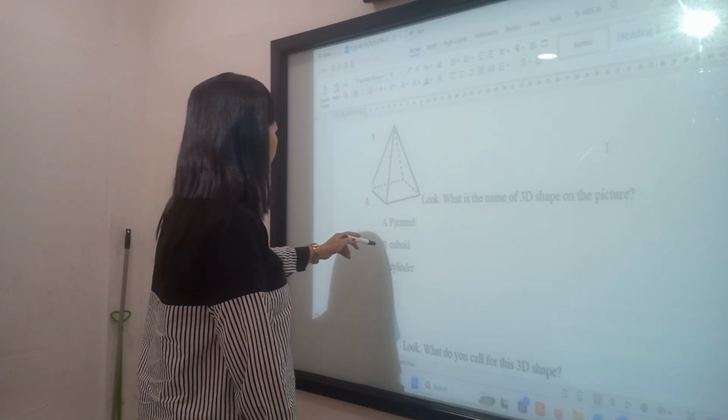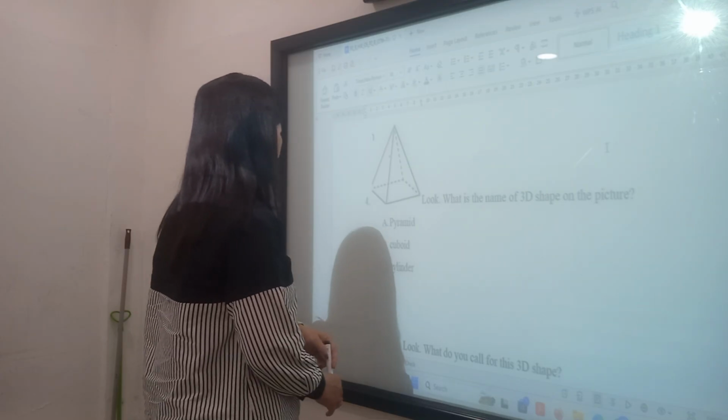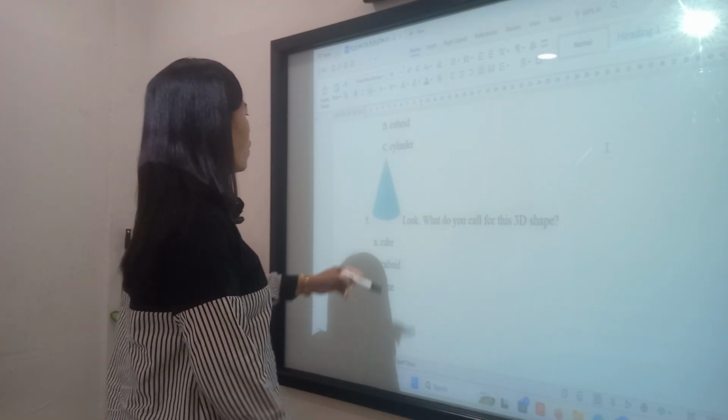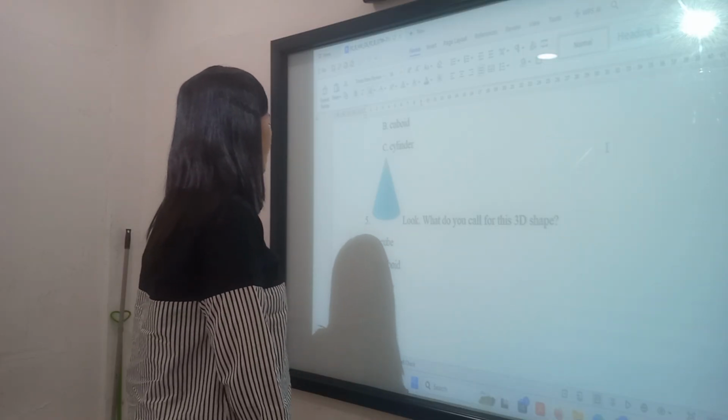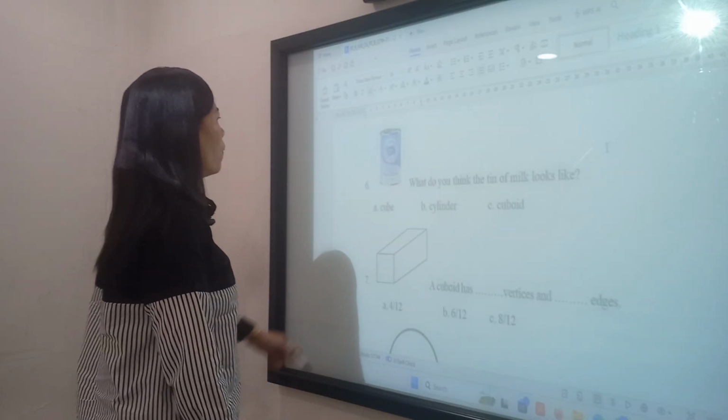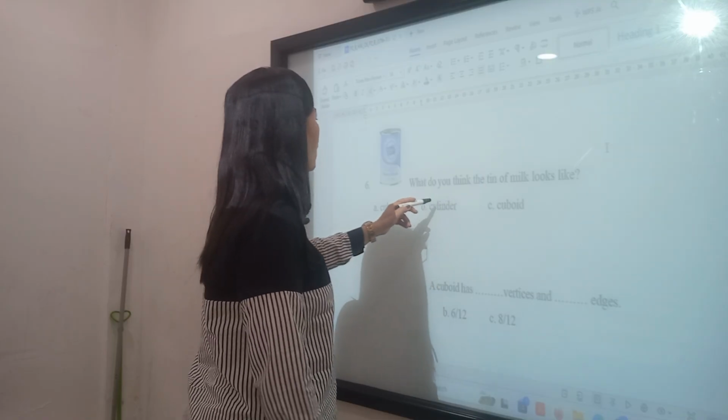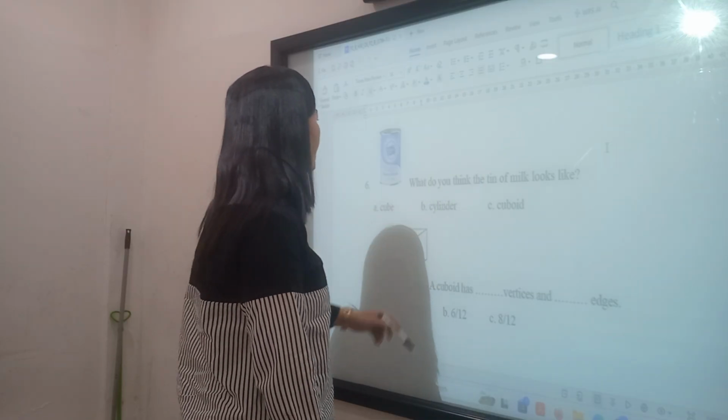Look, what is the name of the 3D shape in the picture? The 3D shape here is a pyramid. Pyramid, okay. What do you call this shape? This is a cone shape. Cone. What do you think the tin of milk looks like? It's like a cylinder, B.